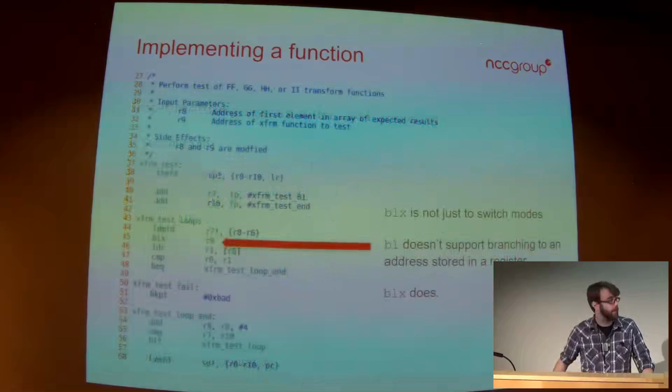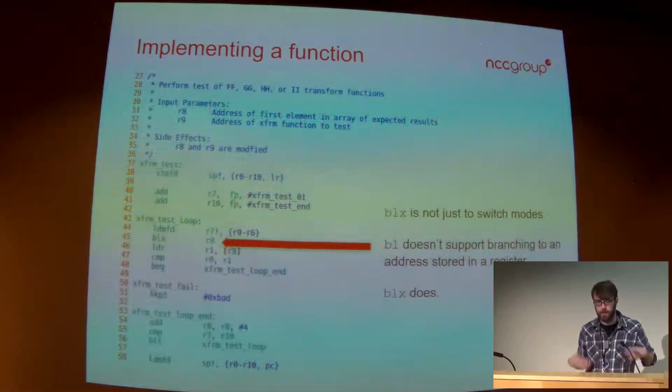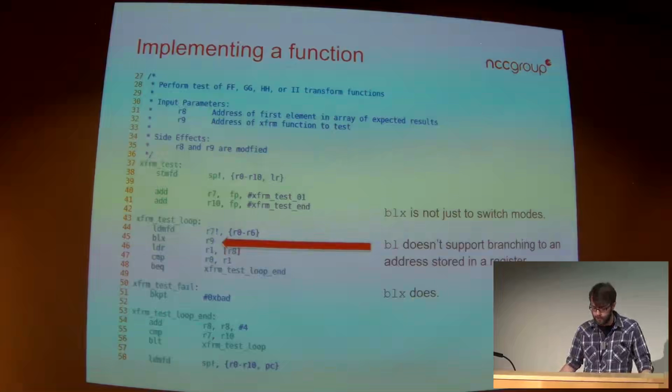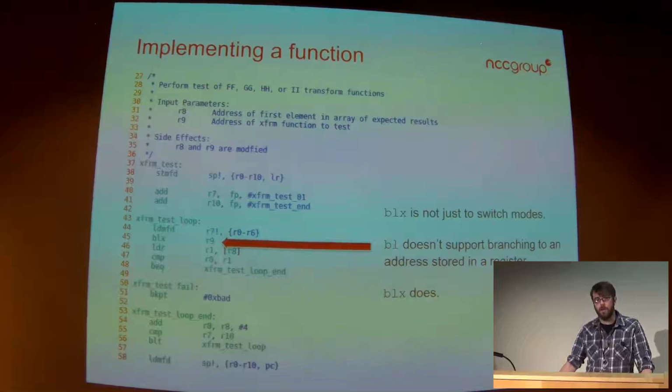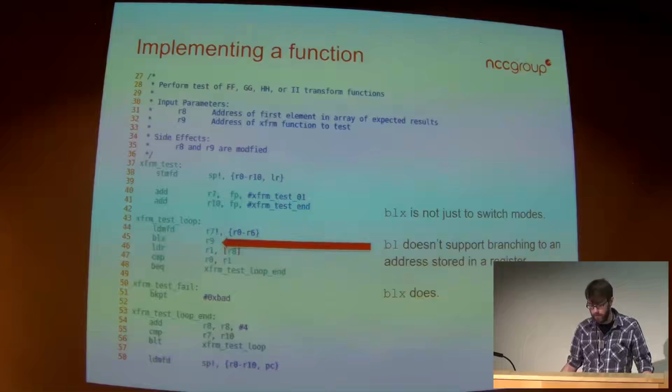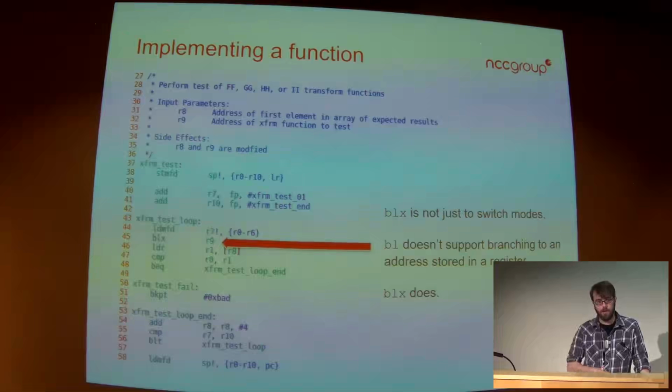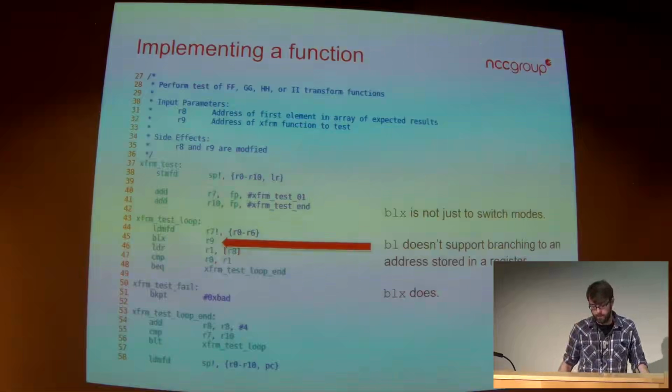So this is some of the code from the MD5 implementation I was writing just to kind of help myself learn things a little bit. And one neat thing to note here is on line 45 there. That branch with link and exchange, that's not just to switch modes. Branch with link doesn't support branching to an address stored in a register. So if you want to get the address of a function or a subroutine, you have to use BLX, and you can do that. Again, because things are going to be aligned on 4-byte words, you're not going to have a situation where that low bit is set or something.